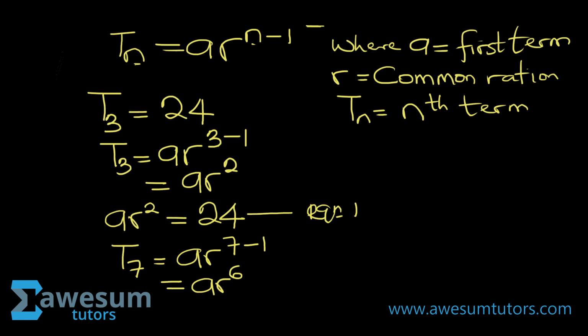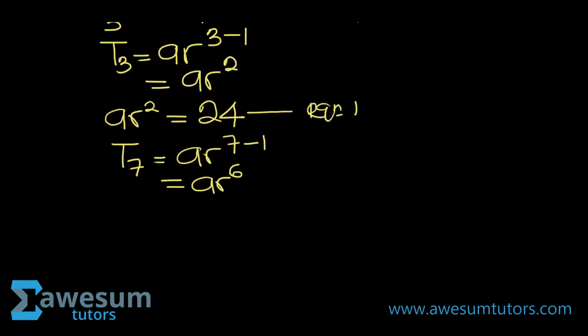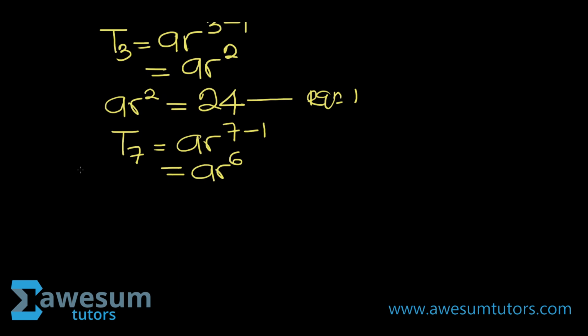Very good, guys. But take note, you have been told that the seventh term is 4 whole number 20 over 27. So that means that since this is the seventh term, A R raised to the power of 6, it means that A R raised to the power of 6 will be equal to 4 whole number 20 over 27.